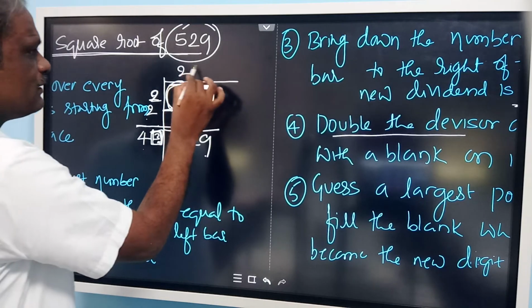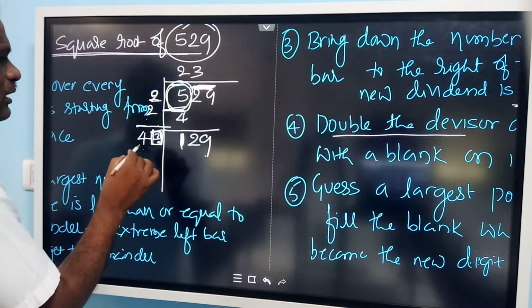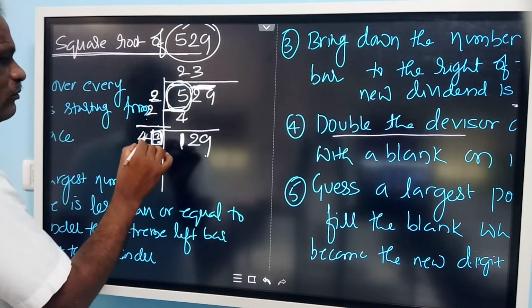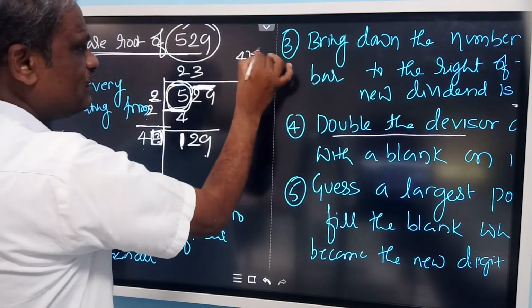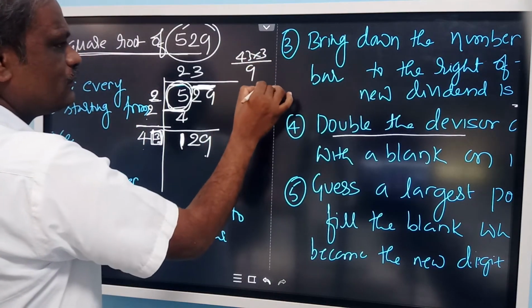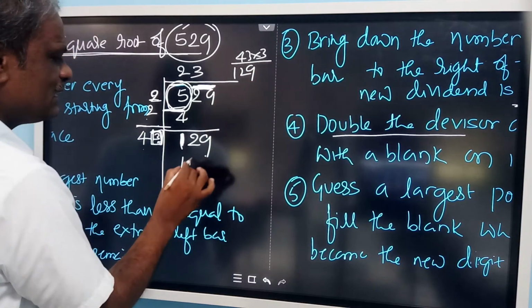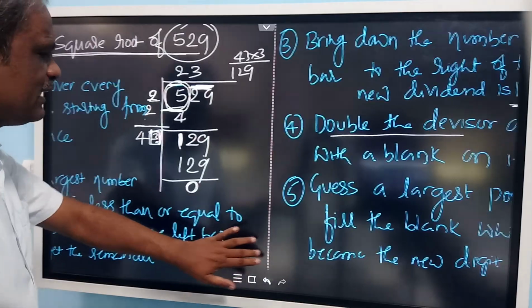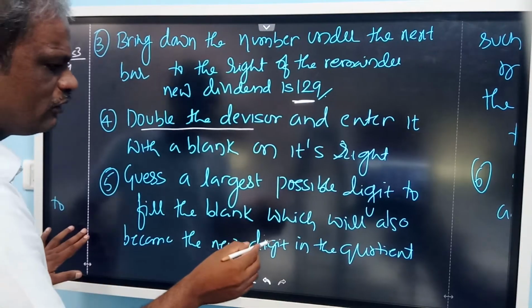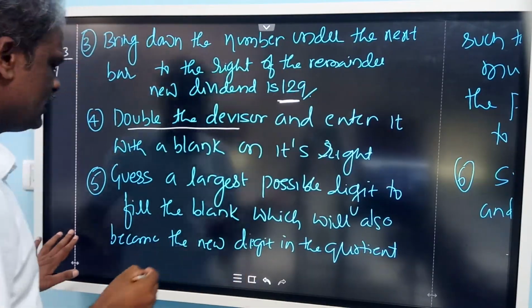Let us check it. 23. So now 43 into 3. How do you multiply this? 43 into 3. 3 threes are 9, 3 fours are 12, that is 129. See, exactly you are getting remainder 0. So your guess is correct. You have to find the number less than or equal to that one.